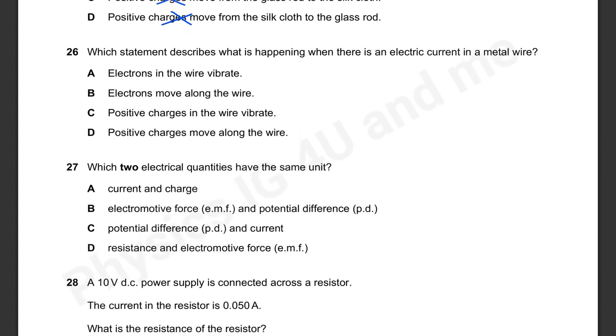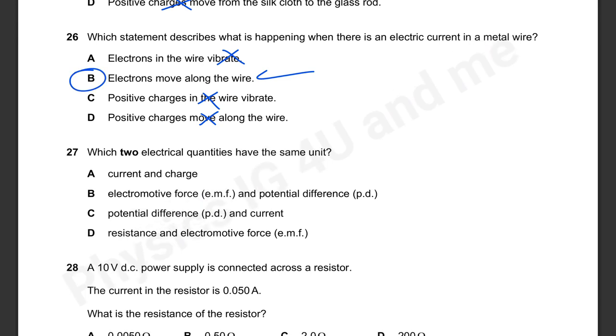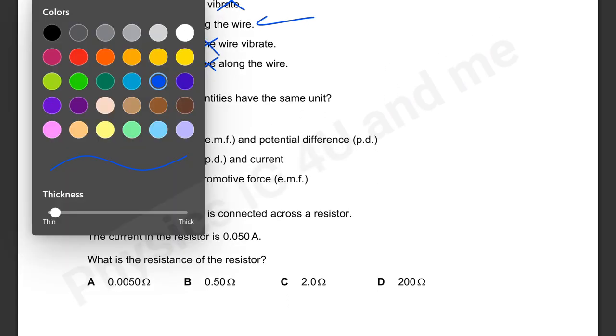Which statement describes what is happening when there is an electric current in a metal wire? Okay, they say electrons in the wire vibrate. No, electrons never vibrate. Electrons move along the wire. This is possible. Positive charge in the wire, no. Positive charge move, no. Positive never move. So only electrons move, and this is option B. I hope it's clear. Let's go to question 27.